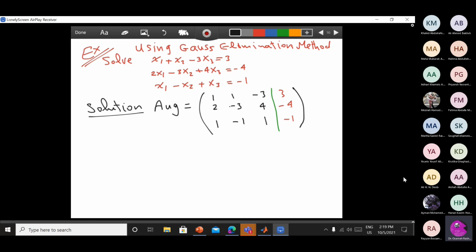Now we would like to keep the main diagonal. What is the main diagonal? This is the main diagonal. And try to make zeros below the main diagonal. And if I am brave enough, I will make the zeros above it too. So how to make this one 0? This is the third equation, this is the second equation, this is the first equation.